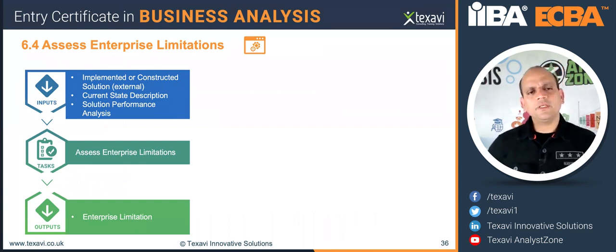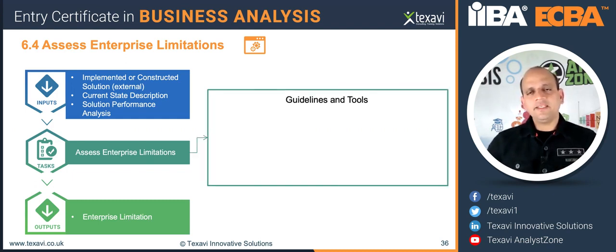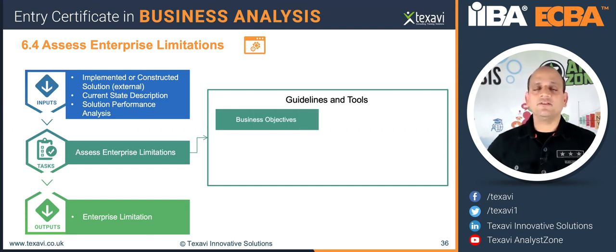Looking at the input-output diagram for this one, the implemented or constructed solution so far is going to be the input, because that is what is to be considered. The current state description, the as-is situation, and perhaps the potential future state description, are very important. The solution performance analysis we did in the previous activities is also an input. Once we have these inputs, we need to look at the business objectives, because they're the guiding and driving factors for us to consider this solution.